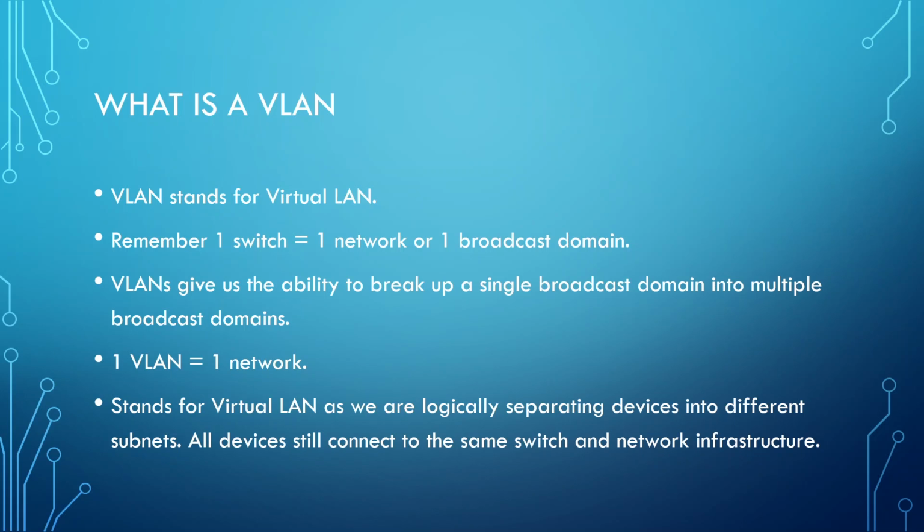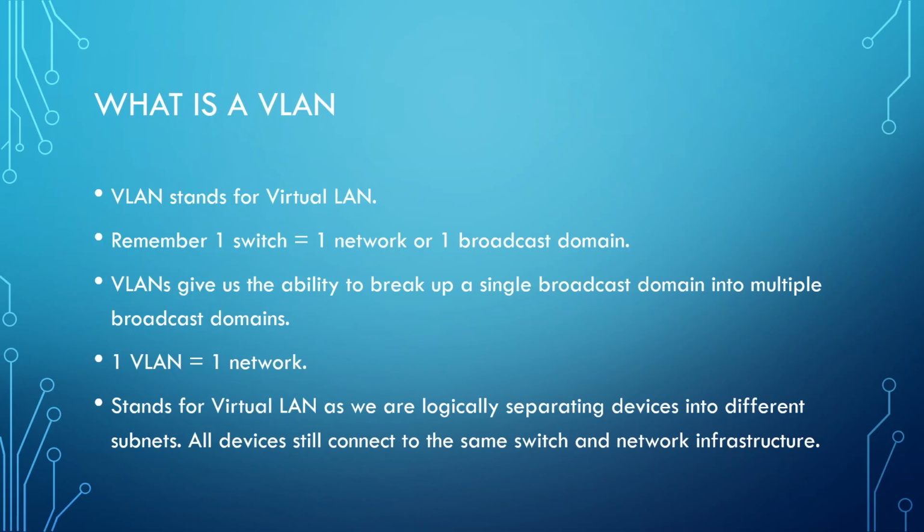And the way that we do this is that from that one switch, we would assign different ports on that switch or different ports on multiple switches to different VLANs. So one VLAN equals one network. So if we configure 10 VLANs on a switch, we would have 10 different IP networks on that switch. And so with a virtual LAN, we are logically separating devices into different subnets, different IP networks. And all devices will still connect to the same switch, to the same network infrastructure. So the physical network infrastructure stays the same, but logically we can then divide the switch into multiple IP networks.